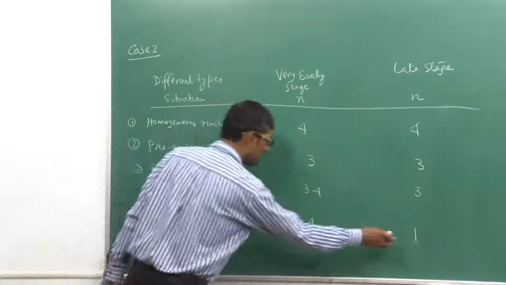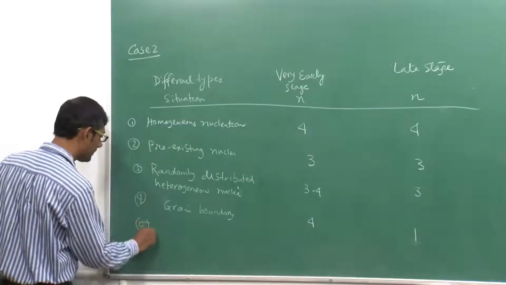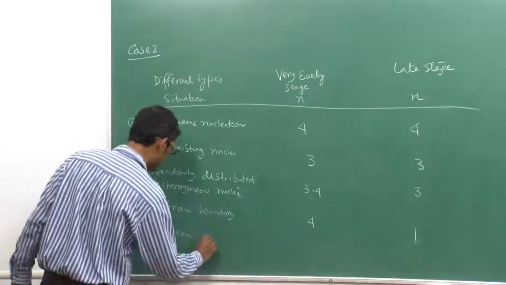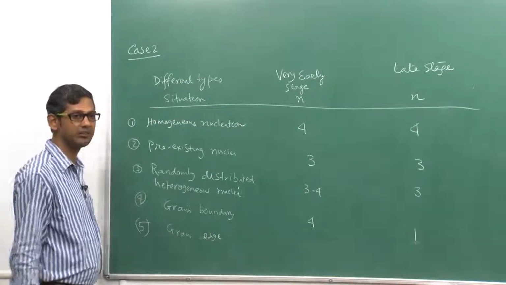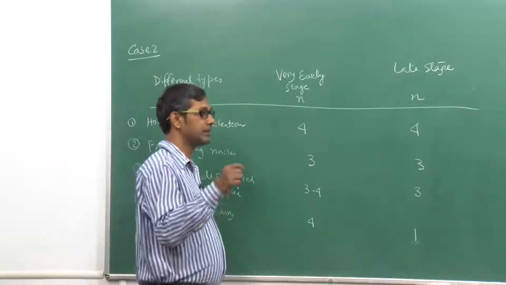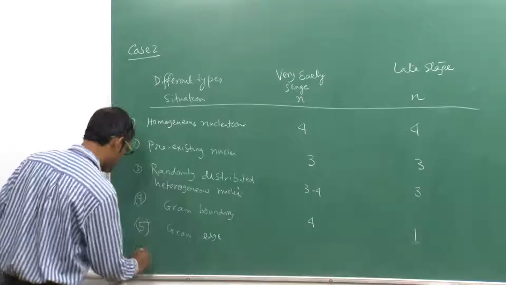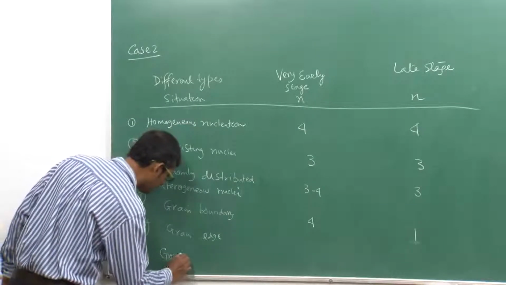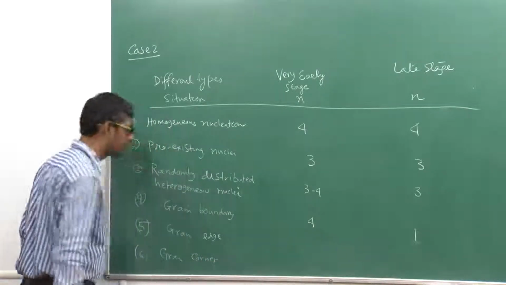This is a very special case. And 5 is basically grain edge. What is grain edge? As you know, an edge is where there are meeting points of the grains, and 6 is basically grain corner. It is all what we discussed in nucleation. You should go back and see the lectures.